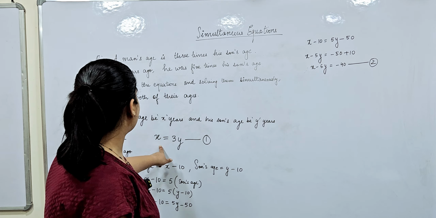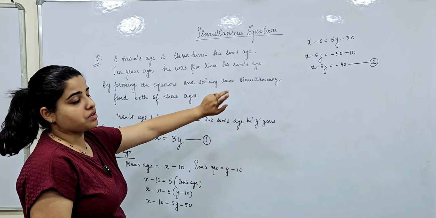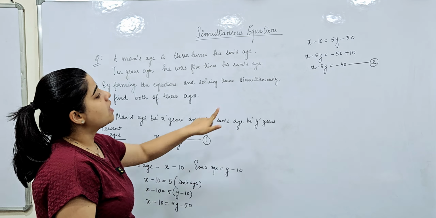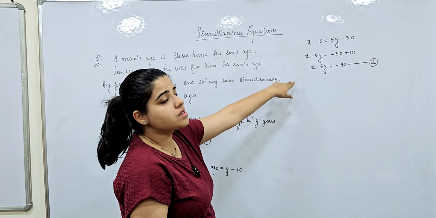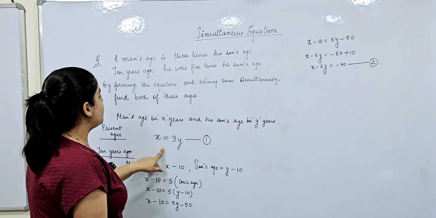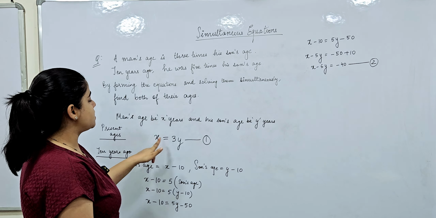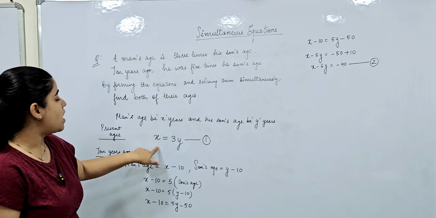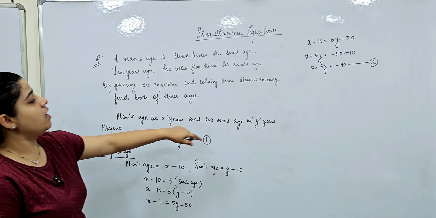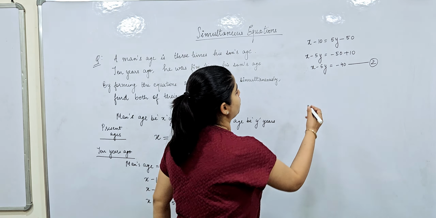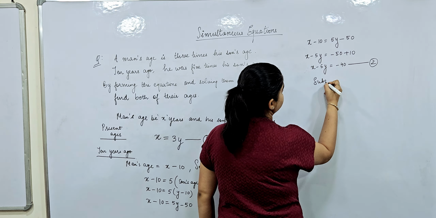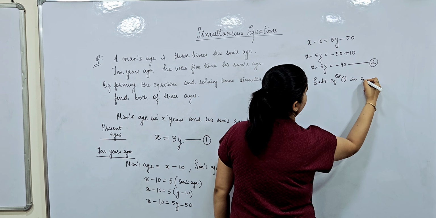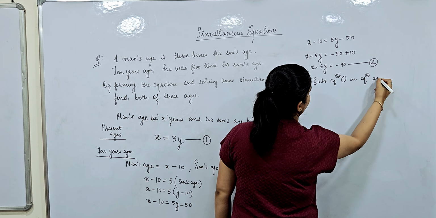Now you have two equations. You have formed the equations. Okay, so we have two equations. x equals 3y and x minus 5y equals minus 40. Now what we'll do, we'll find out the values of x and y by substitution method. So we'll substitute the value of x equals 3y in equation number 2. So substituting equation 1 in equation 2.